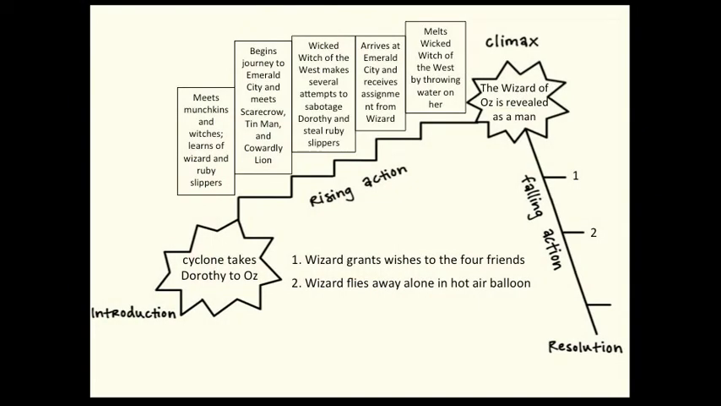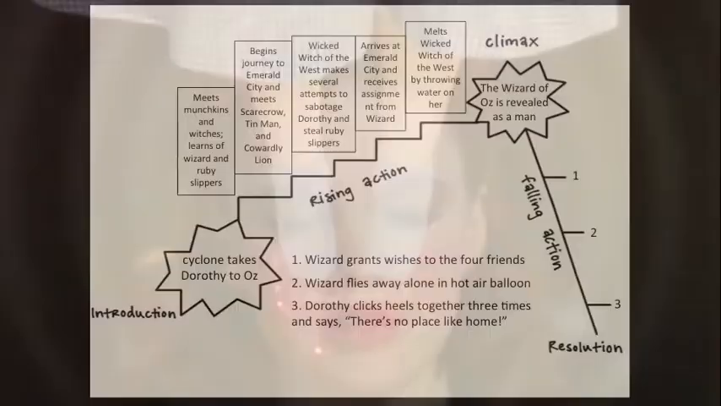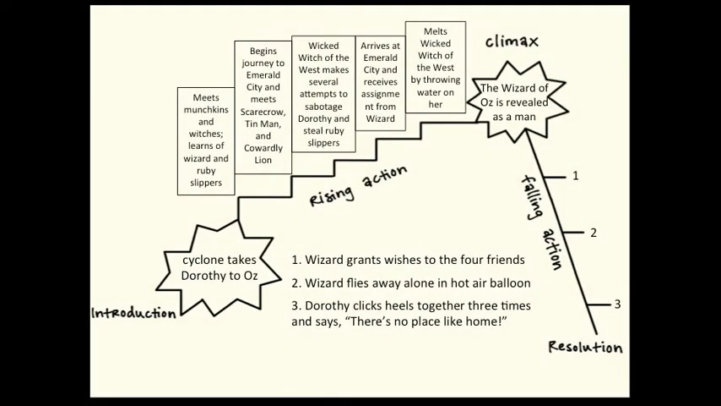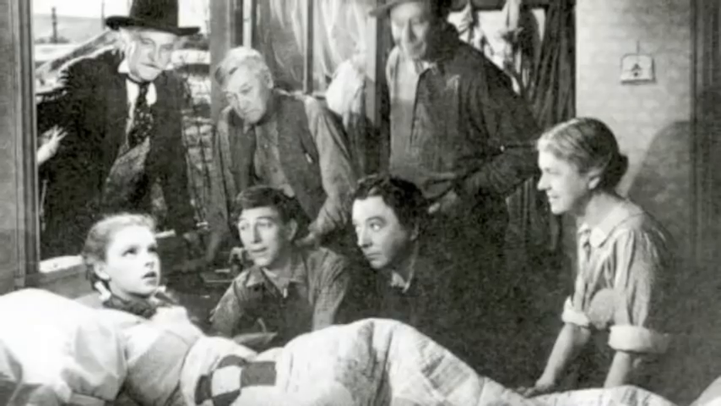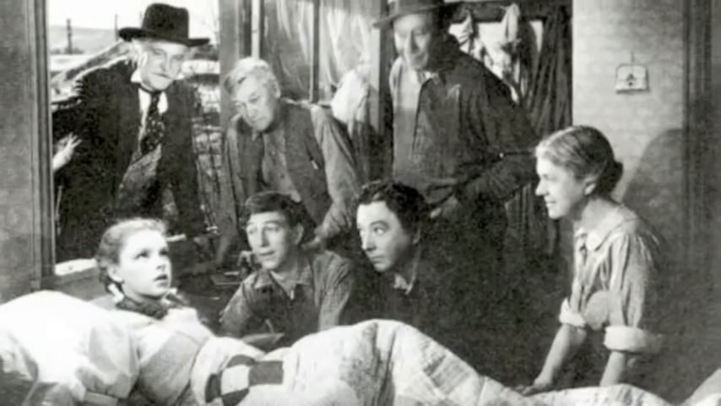Finally, the last event leading to the conclusion is when Glinda the Good Witch tells Dorothy to click her heels together 3 times, saying, "There's no place like home." Finally, the culmination of the whole story, or the resolution, is when Dorothy awakens from her dream back in her home in Kansas.